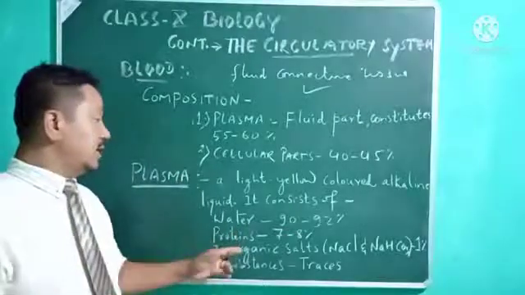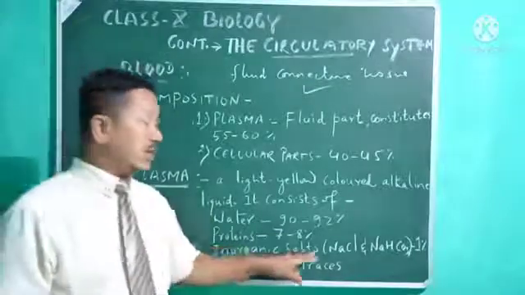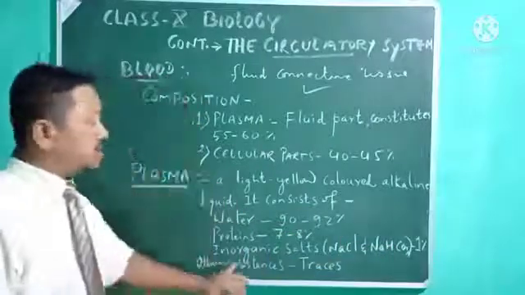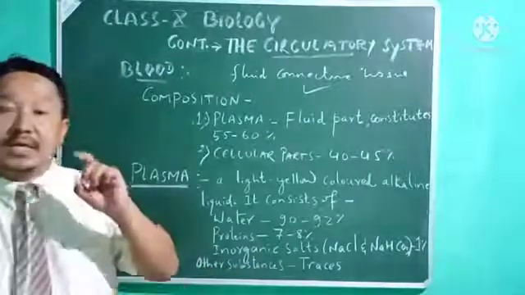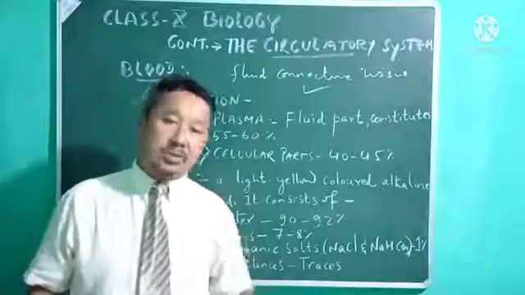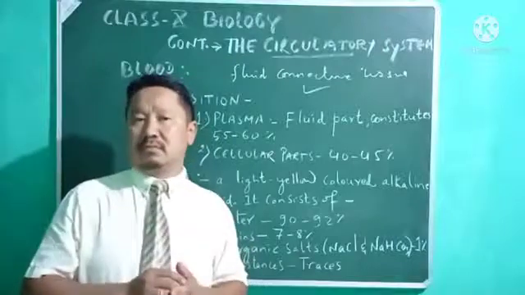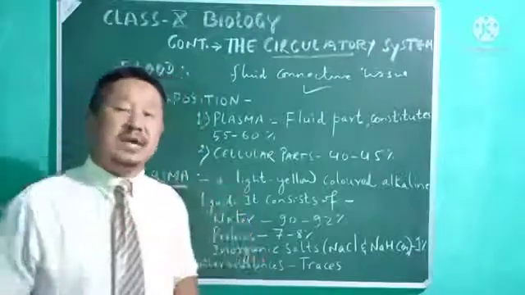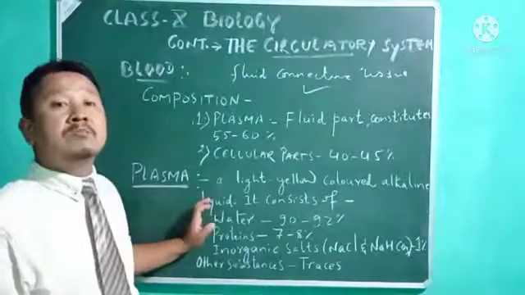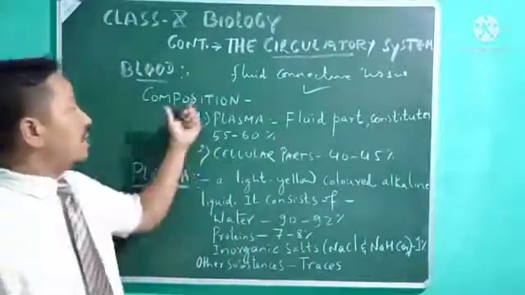Similarly, proteins you find 7 to 8%. Then inorganic salts like sodium chloride and sodium bicarbonate only 1%. Then other substances include amino acids, glucose, hormones, fibrinogen in traces. Traces means very less concentration, or very less quantity. So this is how your plasma you find being composed. These are the components of plasma, which is the fluid part of the blood.